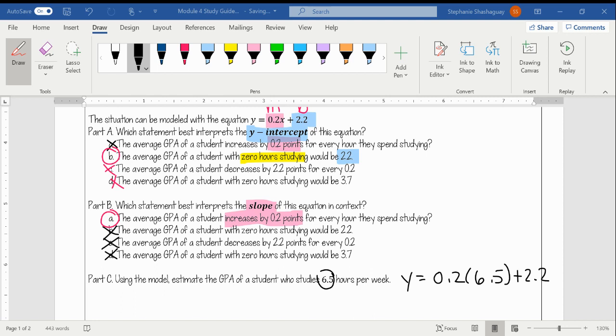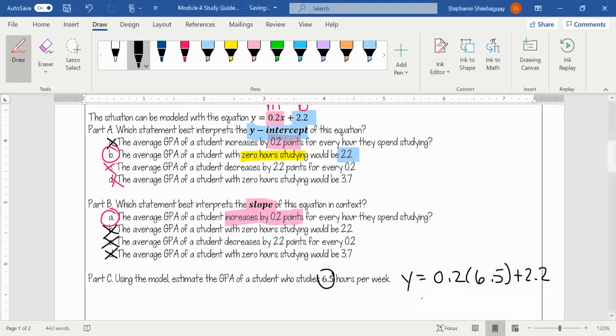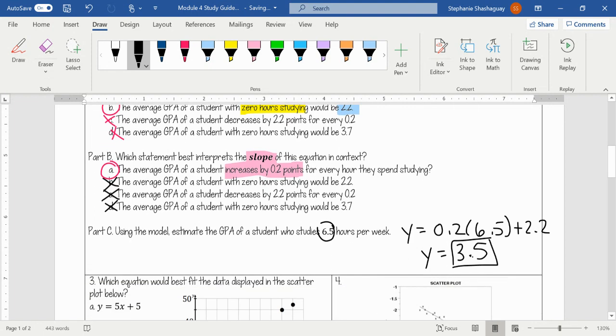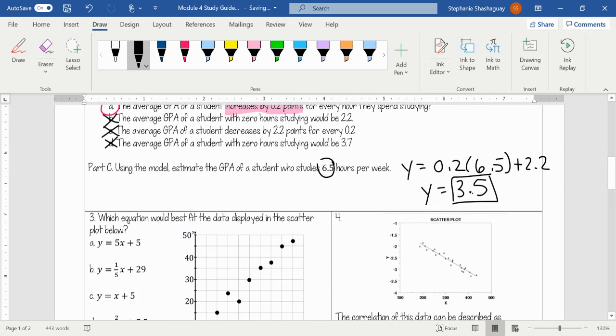So on my calculator, which unfortunately I don't think you can see because of the way I have it set up, I am going to do 0.2 multiplied by 6.5, plus 2.2. And y is equal to 3.5. So 3.5 is what I would enter into that blank space.